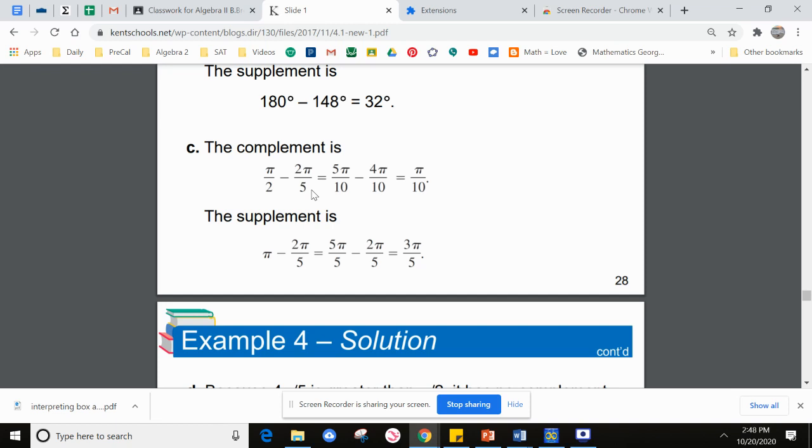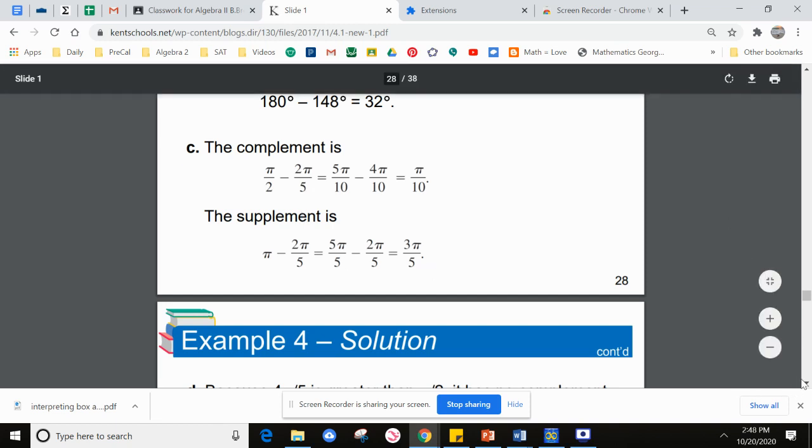For the supplement, remember the radian equivalent of 180 is pi. That's why we do pi minus 2 pi over 5. It ends up being 3 pi over 5. So don't get confused with those in-between steps there. They're just showing you by hand how you would find a common denominator.